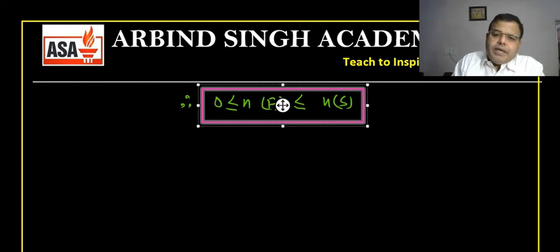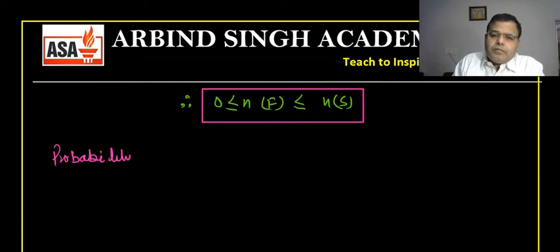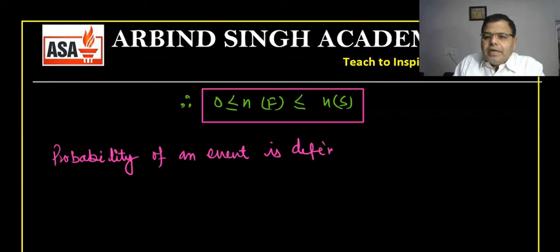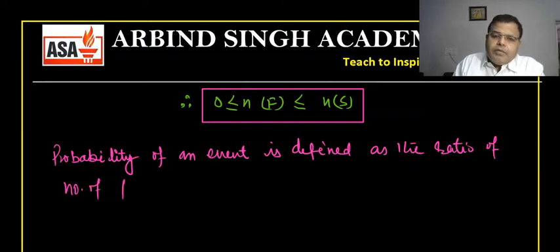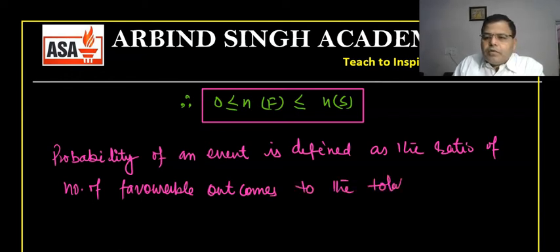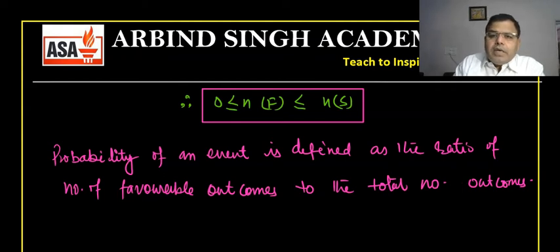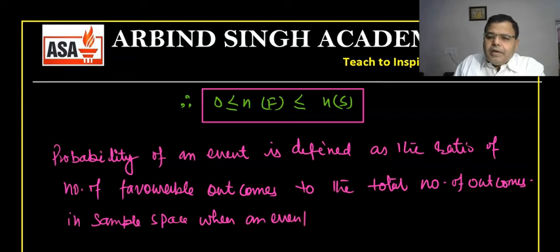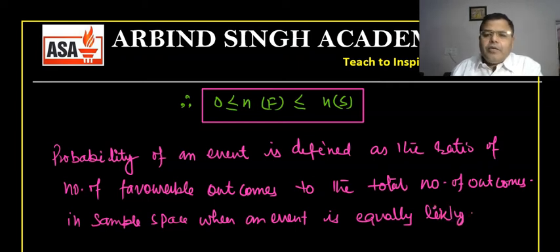Now the probability of an event is defined as the ratio of the number of favorable outcomes to the total number of outcomes in the sample space, when the events are equally likely. I hope you understood what equally likely means.